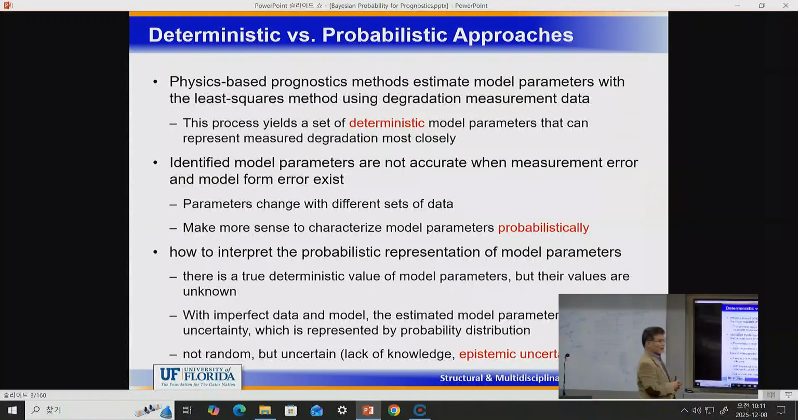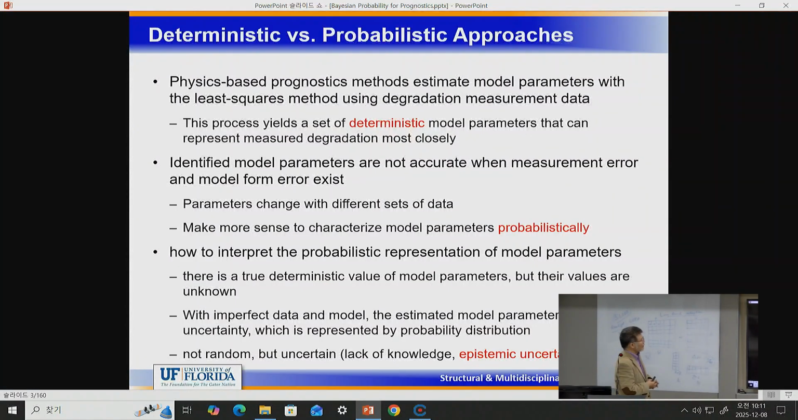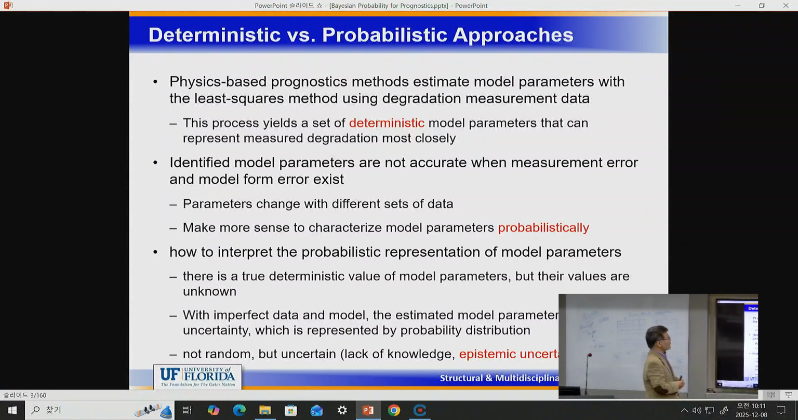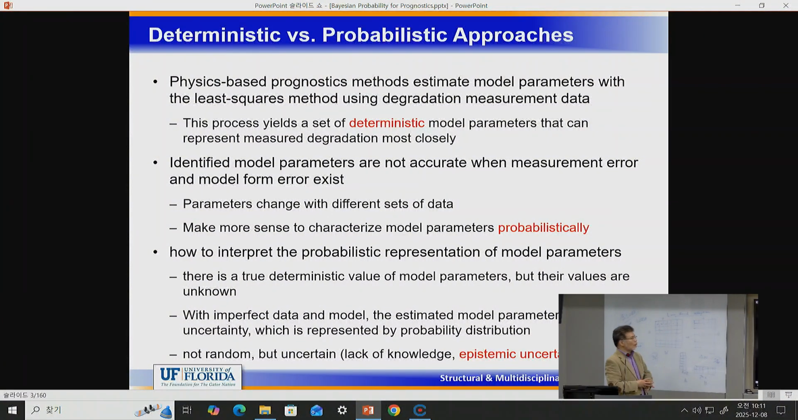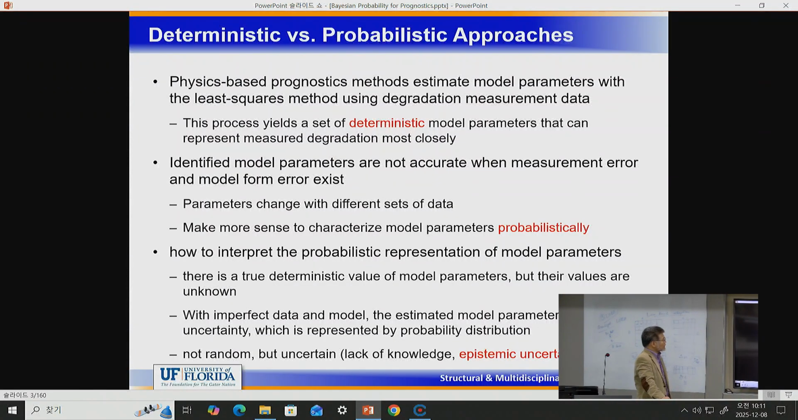So physics-based, we learned the data-driven method, but physics-based prognostics estimate the model parameter with the least square method using degradation measurement data. So that's what we did so far. In the physics-based prognostics, the parameter estimation is the most important, so it's sometimes called the parameter estimation method. If you use the least square method, you find the value minimizing the error between your data and the model, and it gives you a value which is called deterministic.